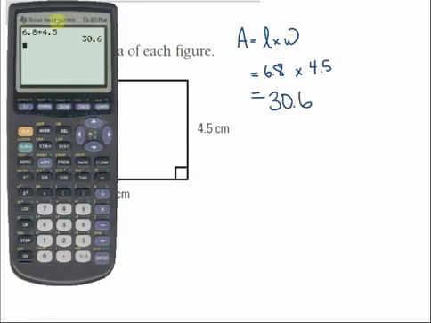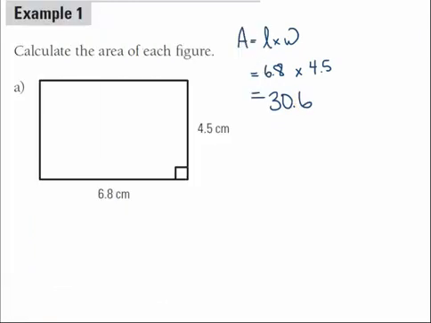Now, let's pull this off the screen for a second. Now we look at the units here, because we are taking centimeters and centimeters. So we're taking centimeters times centimeters, providing us the proper unit of centimeters squared.